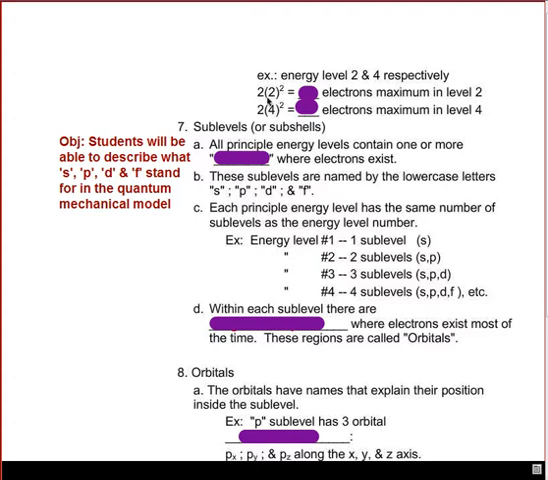I repeat myself a little bit here. For example, at the second energy level, we get 2 times 2 squared, which is going to be 8 electrons maximum at level 2. And if we do level 4, it's going to be 2 times 4 squared, which would be 16. I'm sorry, 32. 2 times 16 is 32.